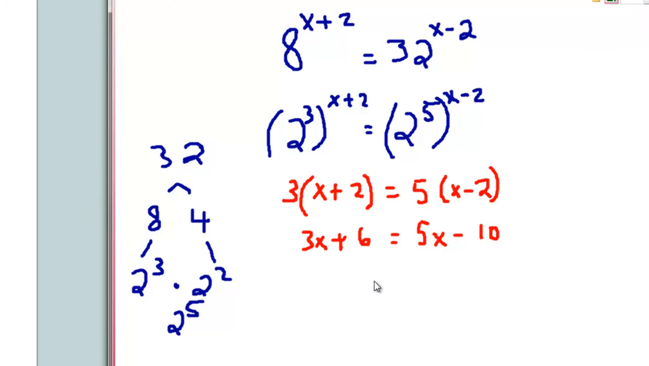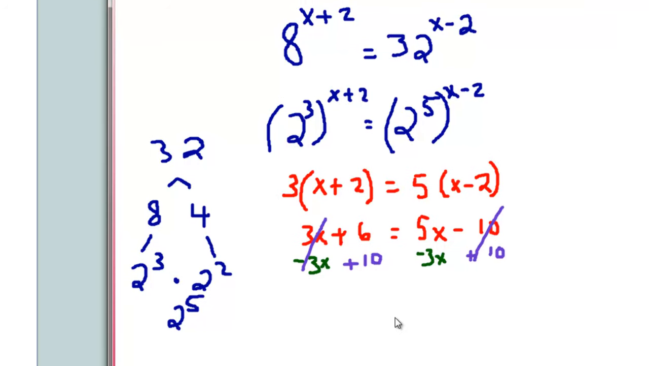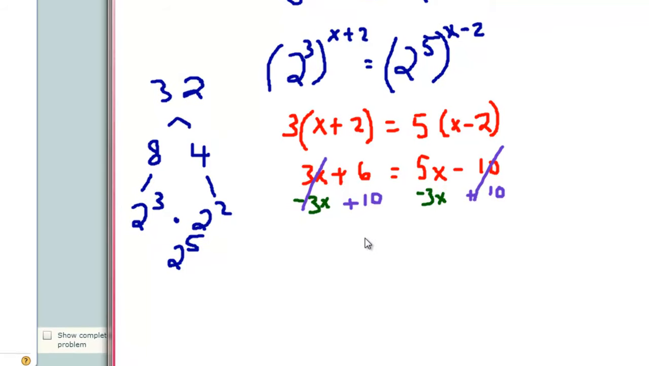Bring the x's to the same side, numbers to the other. So I'm going to subtract 3x on that side. All right, and then we're going to bring the 10 to the other side. So we're going to add 10. And what that'll do is cancel the 10s on that side. That'll cancel the 3x's on that side. And we're left with 16 equals 2x.